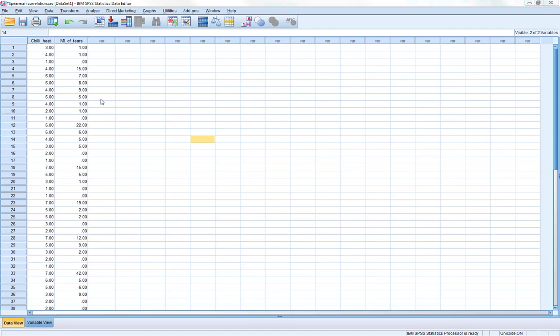What we did in this experiment, we gave participants a chili, which they had to eat, and then they rated it on its heat on a 1 to 7 scale, and then we measured the milliliters of tears that they cried after consuming this chili.